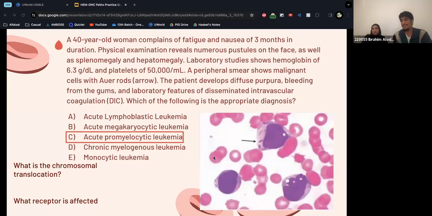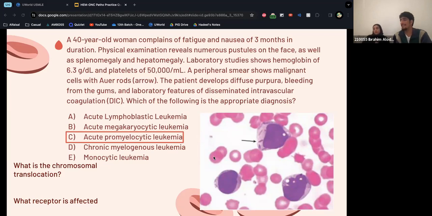RARA. Retinoic acid receptor alpha. And the treatment is ATRA. Great. What is ATRA? You do need to know this. All-trans retinoic acid.